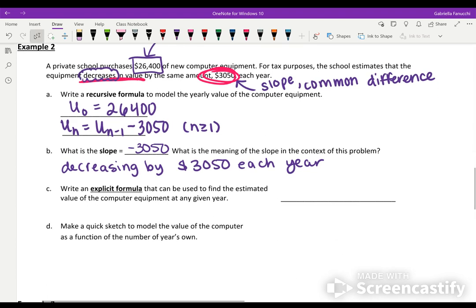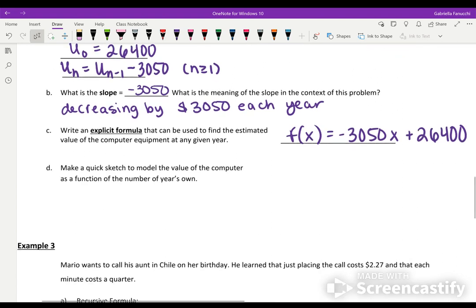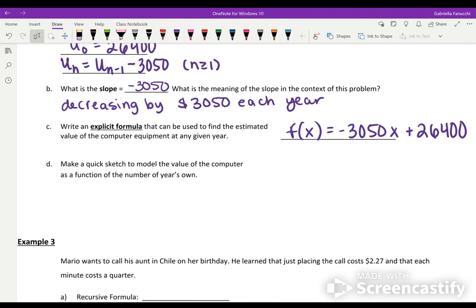So our explicit formula that can be used to find the estimated value at any given year is going to be f of x is equal to our slope times x plus our initial value. Now we're going to make a quick sketch to model the value of the computer as a function of the number of years owned. So we're just going to draw this little graph.